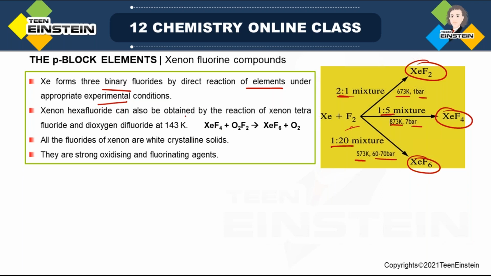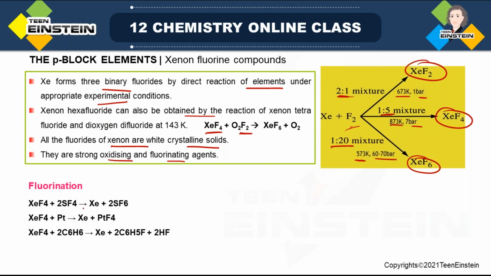Xenon hexafluoride can also be obtained by reaction of xenon tetrafluoride, XeF4, with O2F2 at 143 K. All the fluorides of xenon are white crystalline solids. They are strongly oxidizing in nature, and they can also serve as fluorinating agents. That means they can supply fluorine atoms.